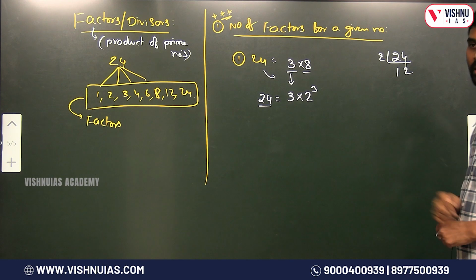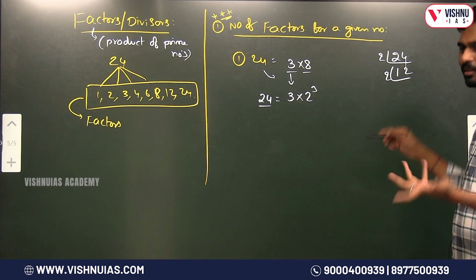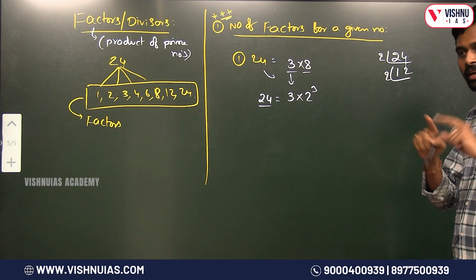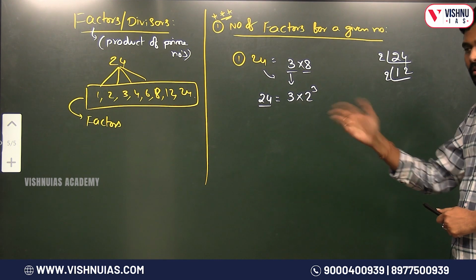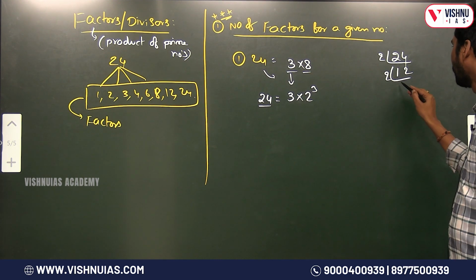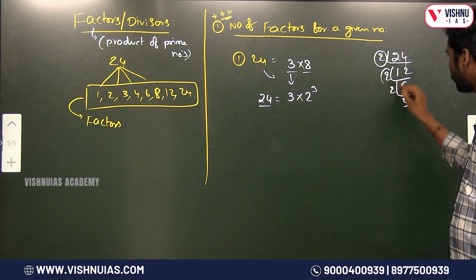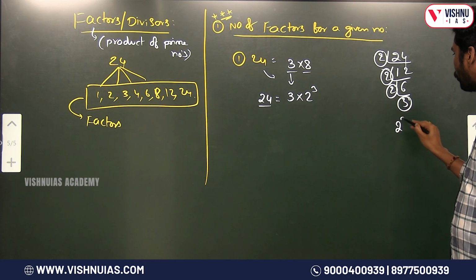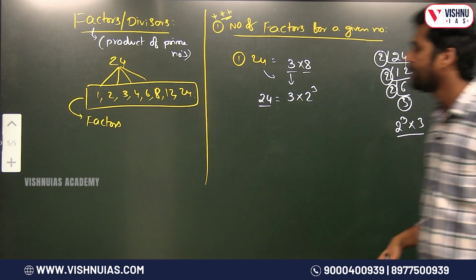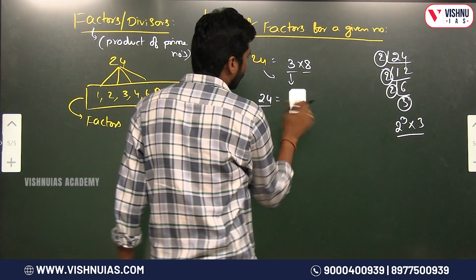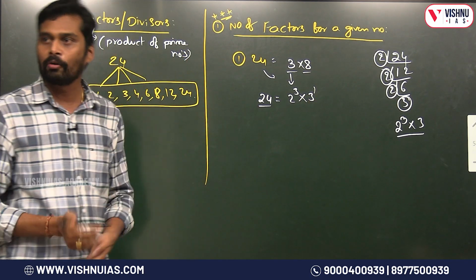2 12s are 24. Next, this 12 is divisible by which prime number? 2 or 3, your choice. When you write the product, you will get the same numbers only, so order is not important. You can take 2 first or later. So 2 6, next 2 3. Which numbers are we using? 2 is used 3 times and this number is 3. So 2 cube into 3 power 1. You can write it either way, 2 cube into 3 power 1 or 3 power 1 into 2 cube.